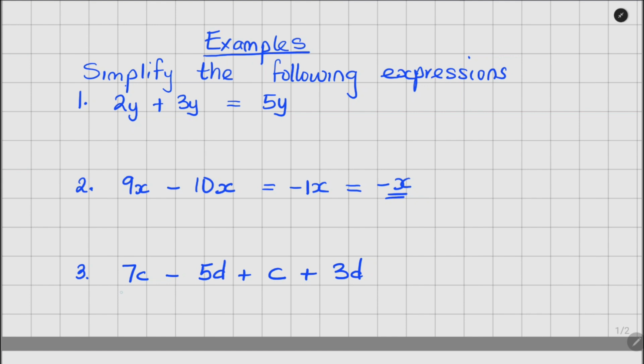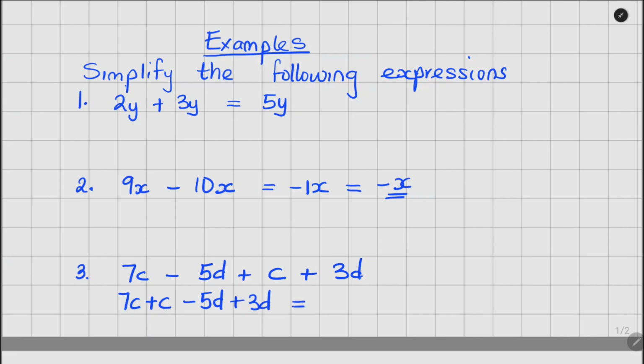So the very first term I have here is 7c. I write that down. The next term that has the same variable as it is just c, and it has a plus sign. So I say 7c plus c. I've addressed all the terms that have the variable c. So I move on to the terms that have the variable d. The very first one is minus 5d. And then finally, I have plus 3d. Now I have collected the like terms. I have put them together. I can now go further and simplify this.